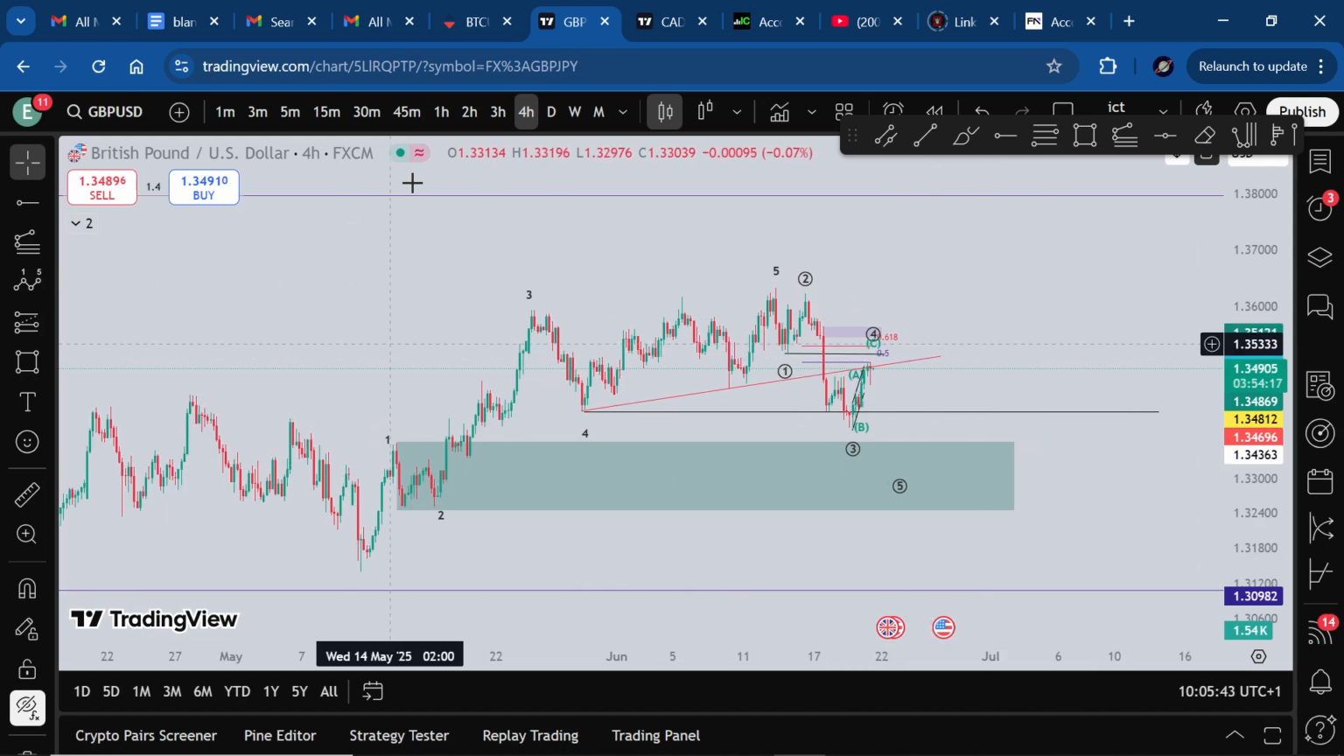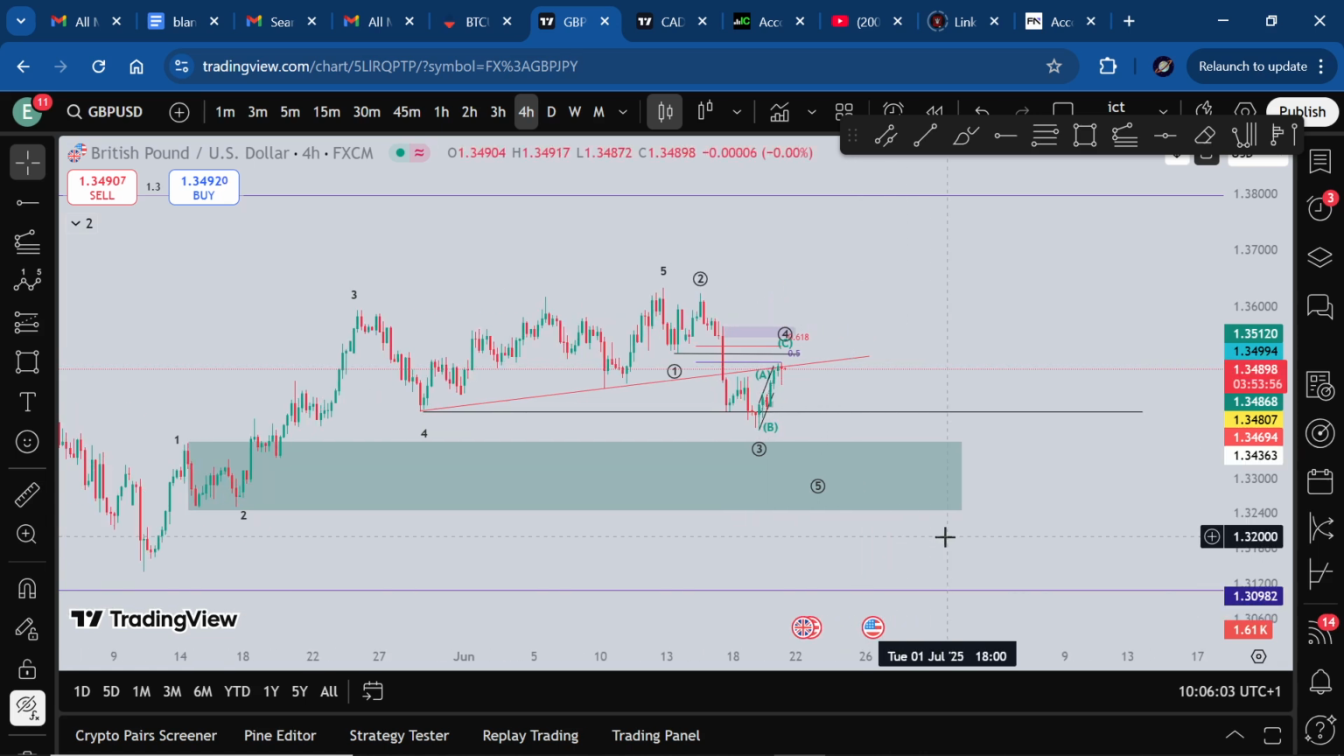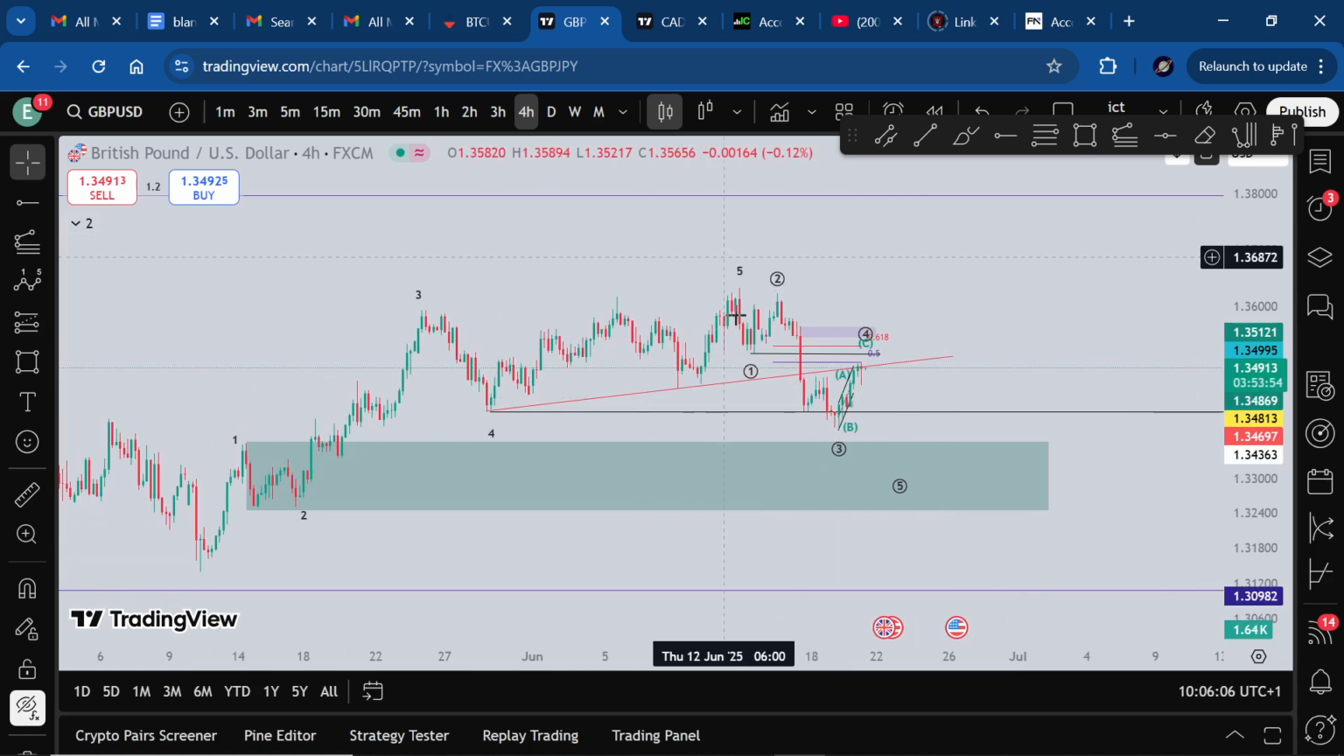So I'm expecting price to at least take out this low. Ultimately, that's what I'm looking for. Price to at least take out this low. This is on the bigger scale. So currently we've got locally 1, 2, 3, 4, 5. This impulse, which I'm calling for as the last impulse before a deep correction in a 2 wave.